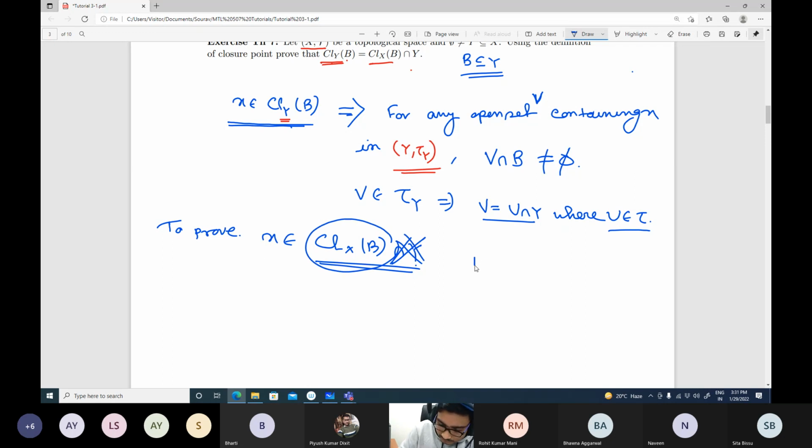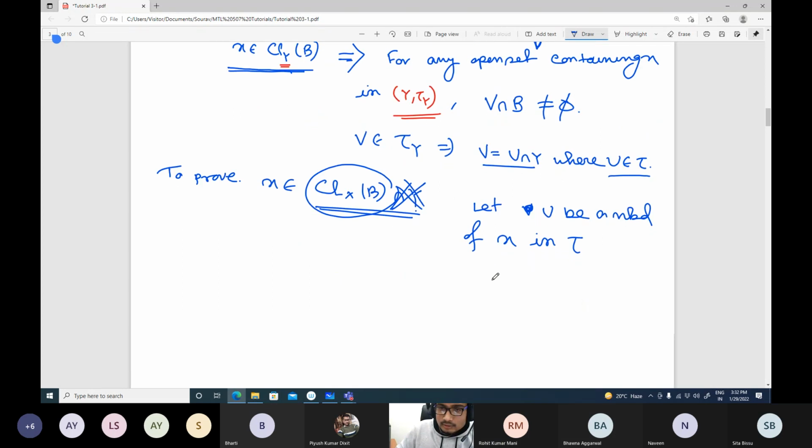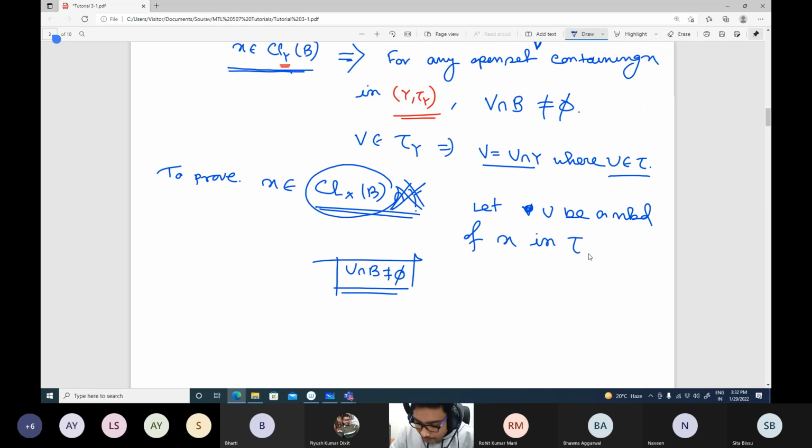So to prove this, let U be a neighborhood of X in tau. We are trying to prove X is in the closure of B in the topology X, tau. Then from where should we take the open set, an open neighborhood? In X, tau. Yes, from tau, right? And we have to prove that this U intersection B is actually non-empty. But U is a neighborhood of X in tau. Now consider the set U intersection Y. Then this belongs to tau Y, by definition. And this is a neighborhood of X as well. Now apply this definition.